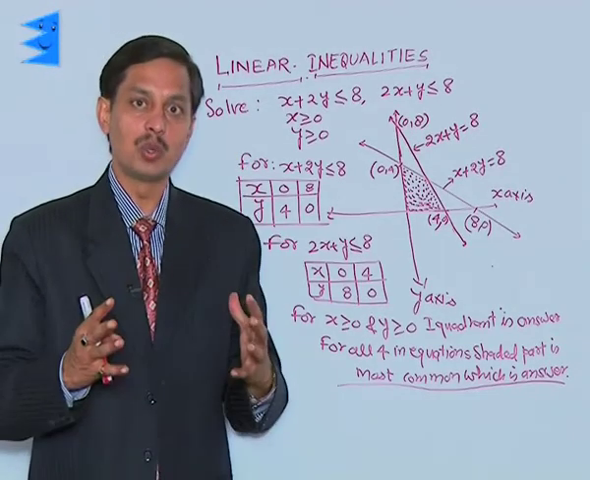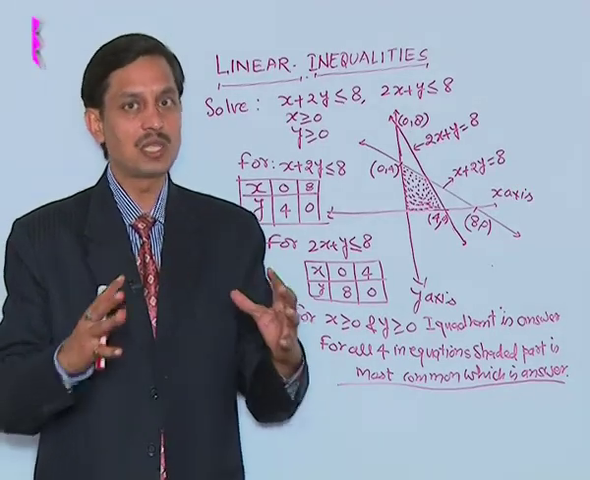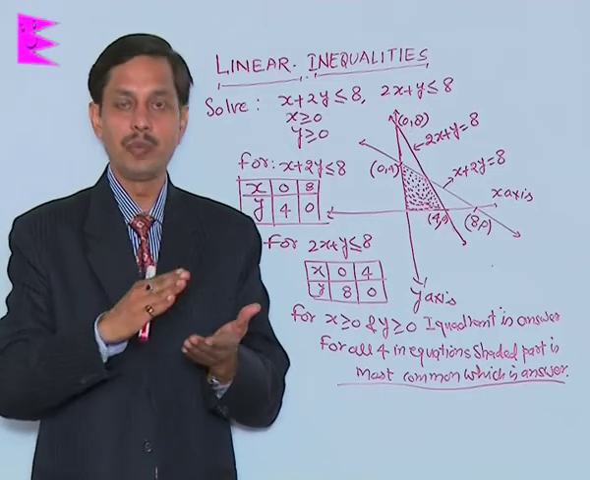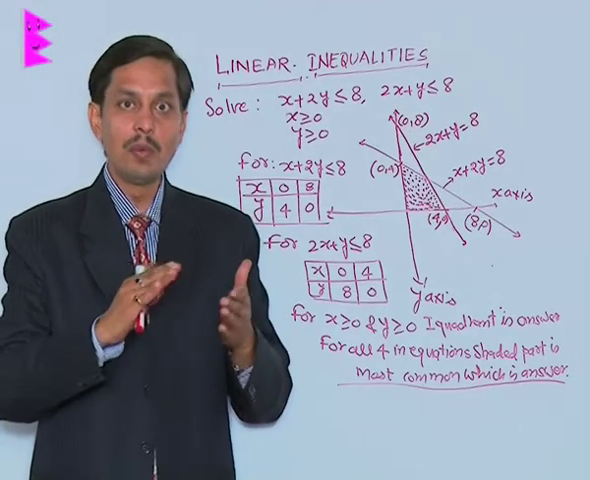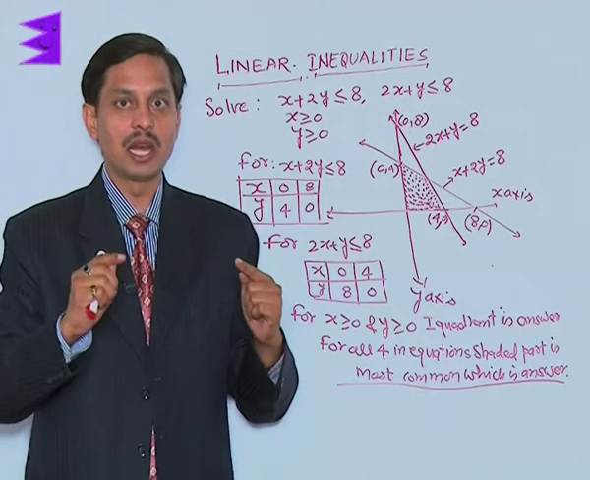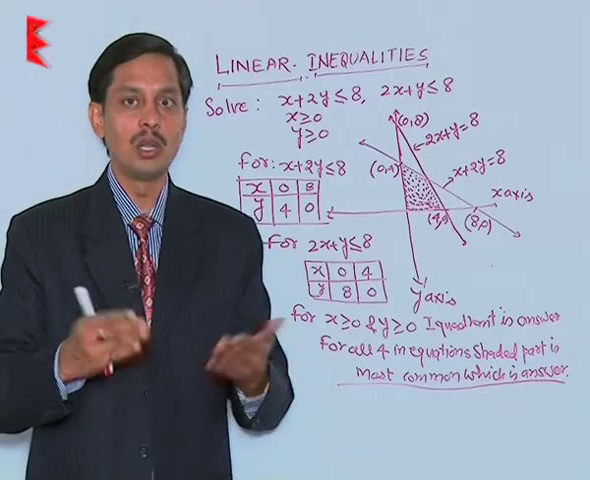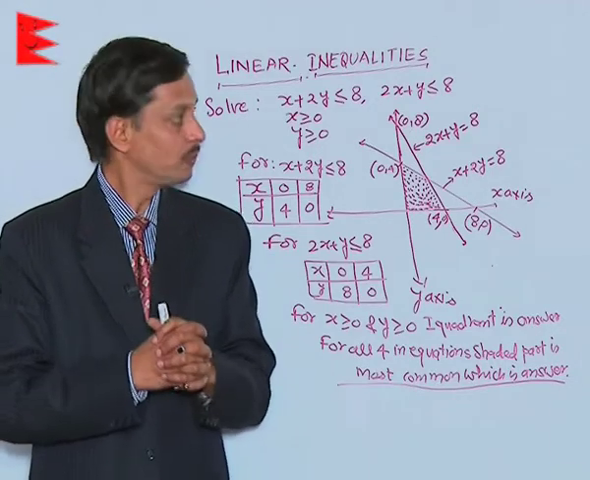The method is as usual. Whatever linear inequation is given, we first remove the inequality and make it an equation, draw its graph, check whether the origin is part of it or not, and then find the most common zone.